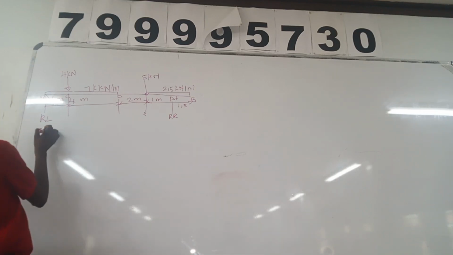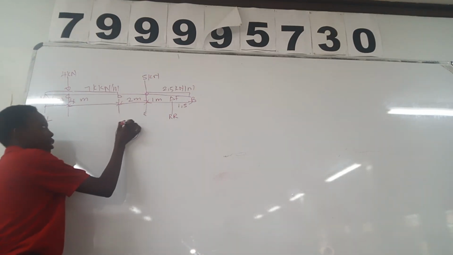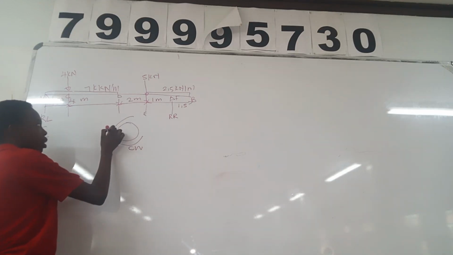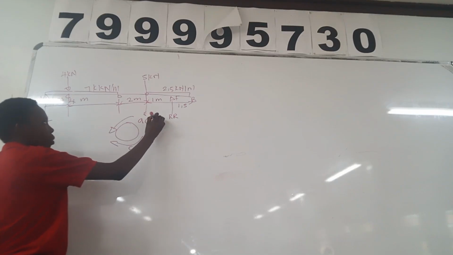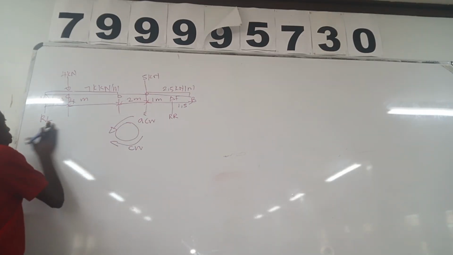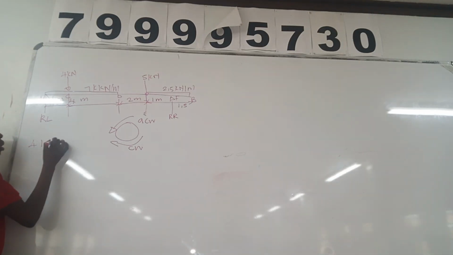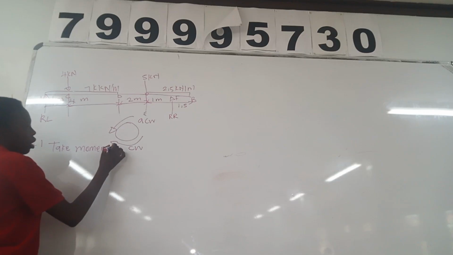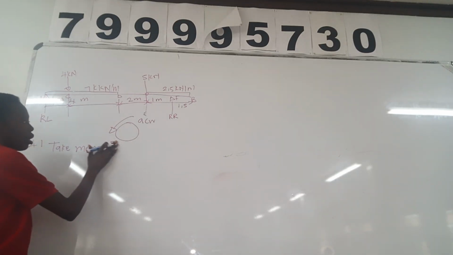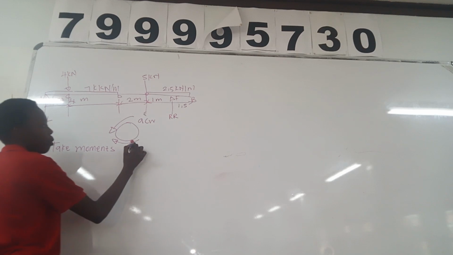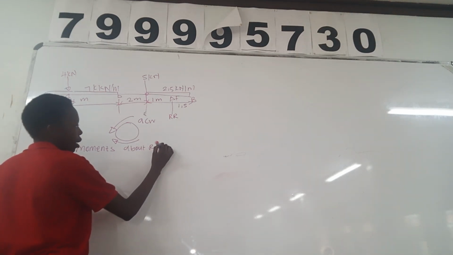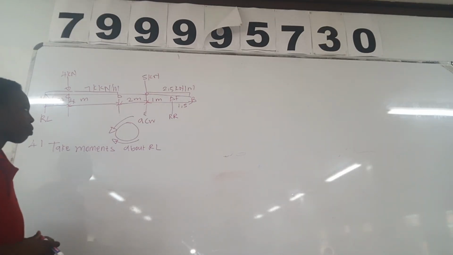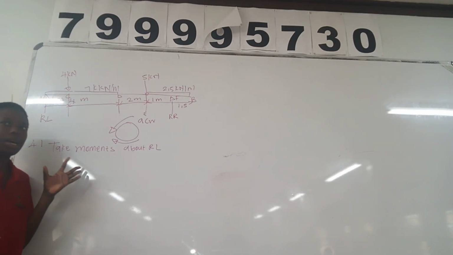So for us to calculate the reactions RL and RR, we need a watch or a circle. Here this arrow represents clockwise, and the upper one represents anti-clockwise movement. So when we begin 4.1, we take moments about RL. When we take moments about RL, we're calculating RR and all the forces meet at RL.